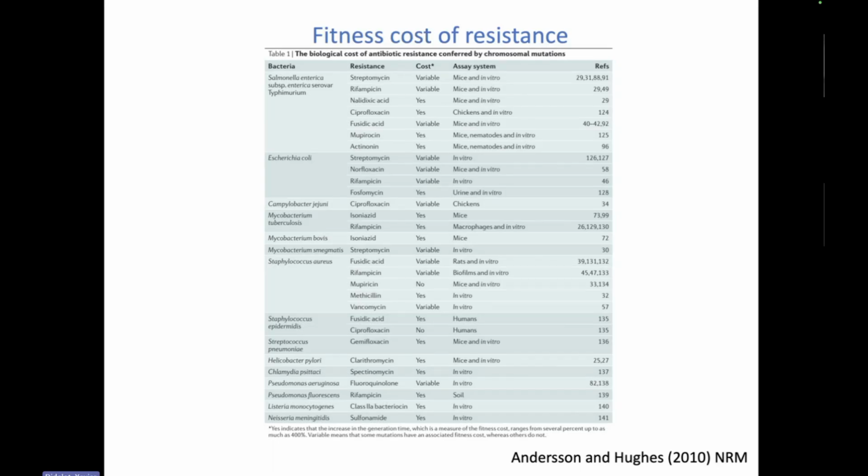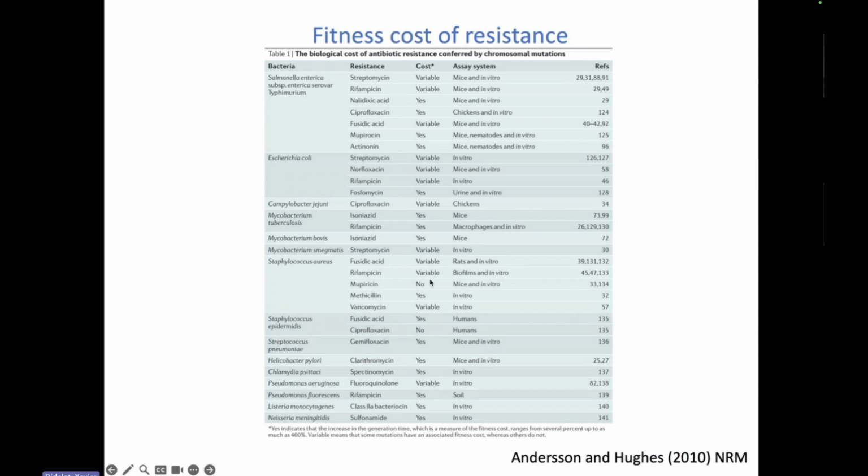Here, this table is a review from 15 years ago now, in Nature Reviews Microbiology, where they were reviewing lots of different studies. You see all the references in the last column, lots of different studies for different bacteria and different resistance to different antibiotics. In each of those studies, they were looking at the cost of resistance, and they found typically that there is a cost. Where it says yes in the cost column or where it says variable, it's really quite rare that it says no.